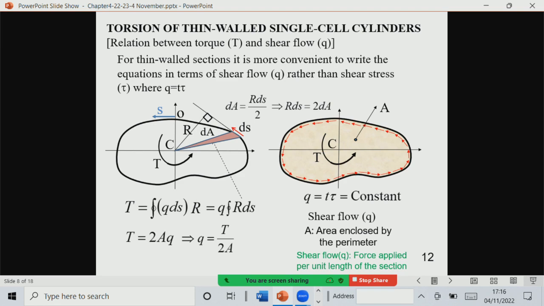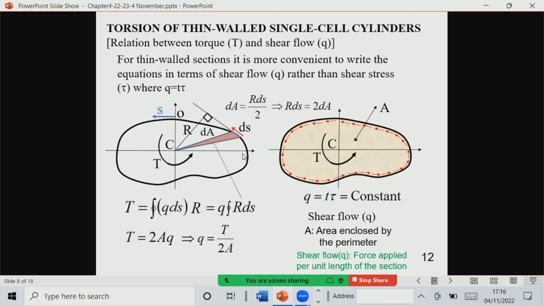at each location. Now, I showed you that based on the equilibrium, if we apply a torque on a single cell tube, the torque applied creates a constant shear flow around the section, regardless of the shape of the tube. And we define the shear flow as the product of the shear stress and the thickness. So shear flow is constant, but because we allow the thickness to vary, shear stress is not necessarily constant. So regardless of shape, if I apply a torque to a single cell tube, we end up with a constant shear flow around the section.